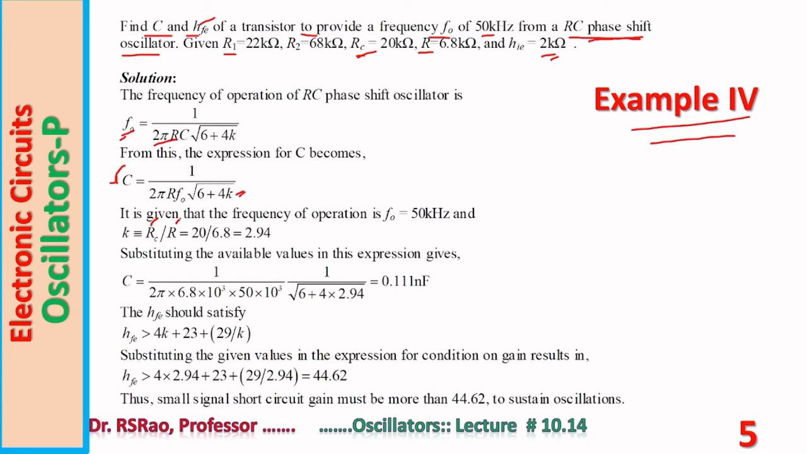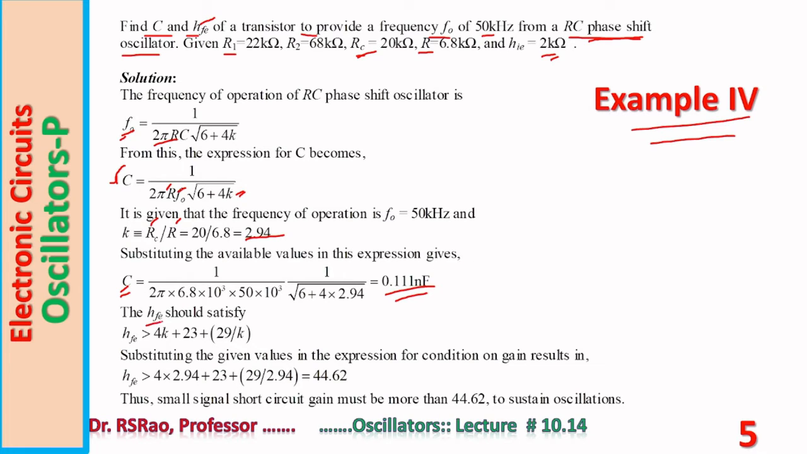RC is given, R is given. Substituting the given values, K can be found as 2.94. Now, C is 1 by 2 pi R. R is given. F naught is given, 50 kilohertz. K is available, determined. So C can be found as 0.111 nanofarads.